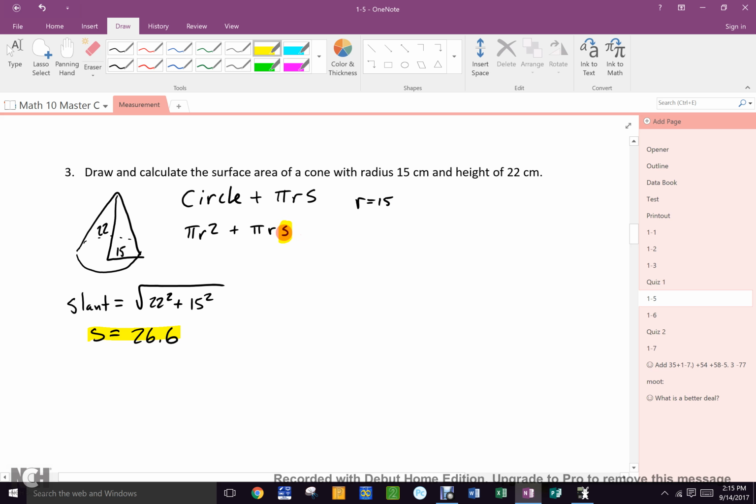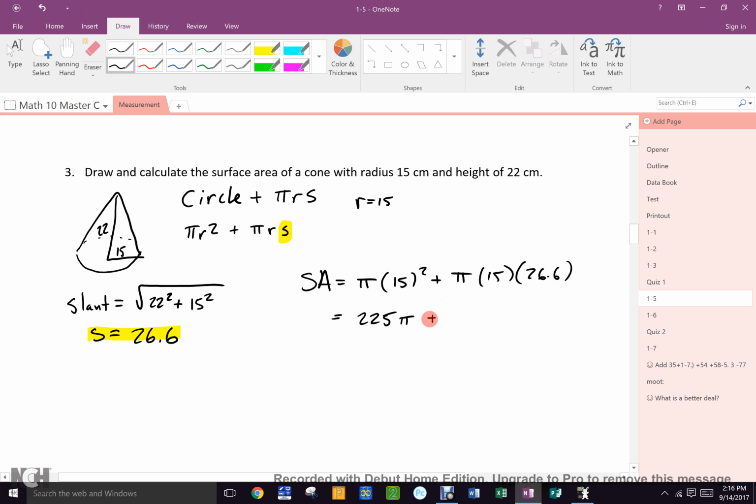So where do I put that number in this formula? For the S. So let's write it out. Surface area equals pi, what's R? Radius 15 squared, plus pi, what's R? 15. What's slant? 26.6. Now, here is one new thing. In grade 10, we like leaving pi as pi. We don't change it to any kind of number. Okay? So this, 15 squared, is 225 pi. We leave it as pi. Is everyone cool with that?